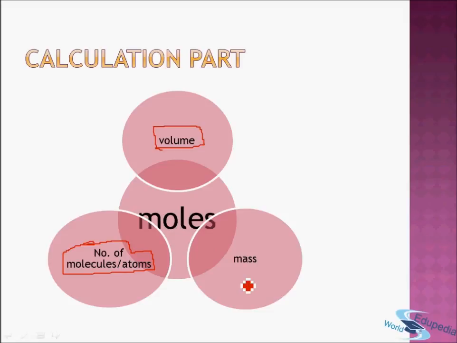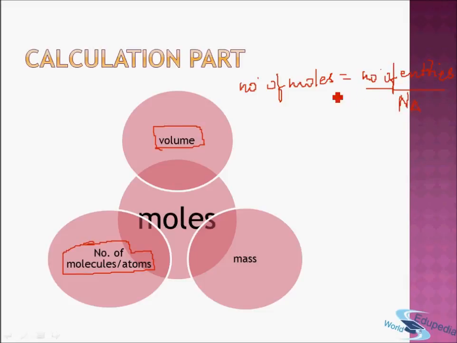Okay, let's see how. Well, we already know how. We have studied all the formulas. How do we calculate number of moles from number of molecules? Well, it's very simple. If you remember, let me write it down again. Number of moles is equal to number of molecules or atoms, that is number of entities, divided by Avogadro number, right?